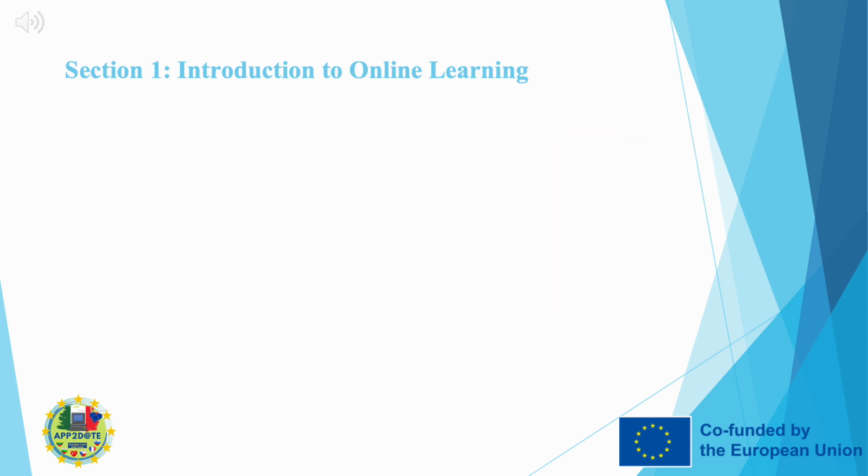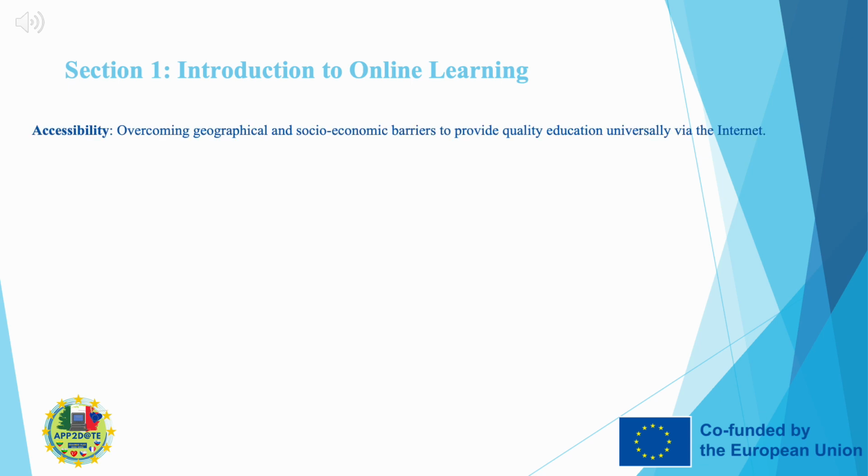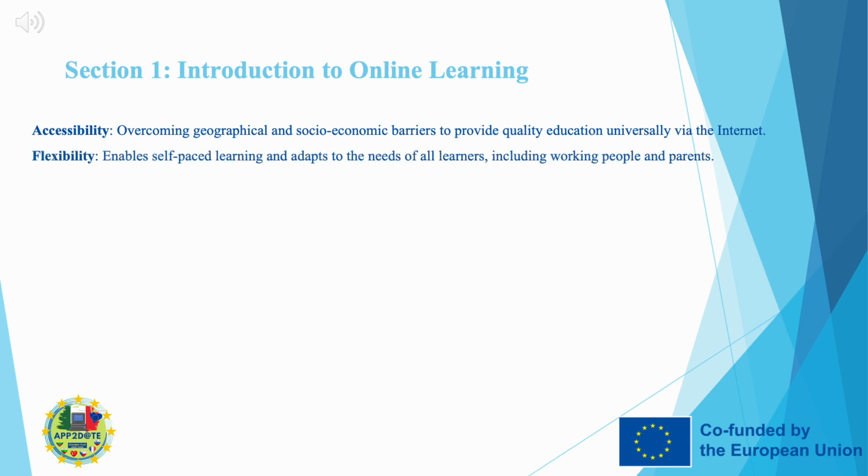Section 1. Introduction to online learning. Accessibility. Overcoming geographical and socio-economic barriers to provide quality education universally via the Internet. Flexibility. Enables self-paced learning and adapts to the needs of all learners, including working people and parents.